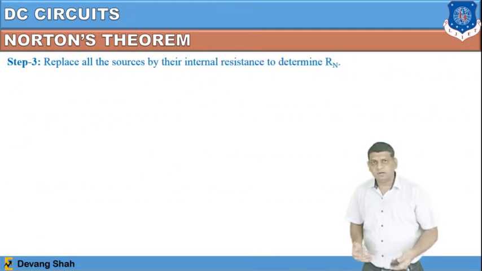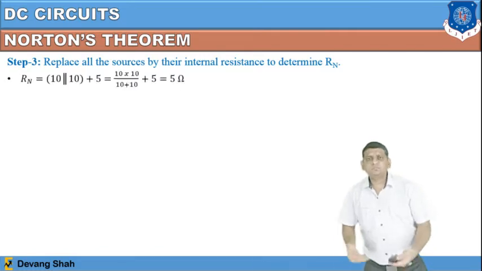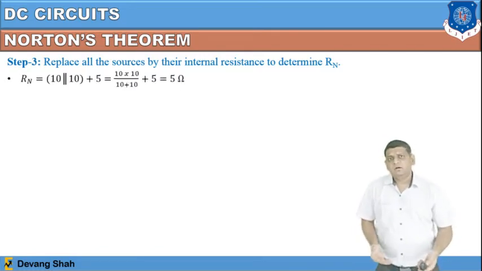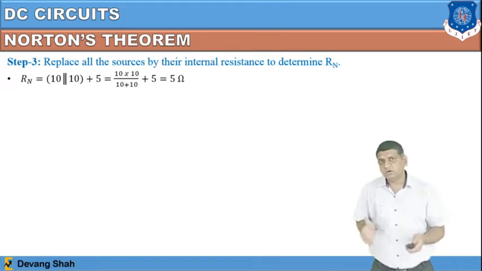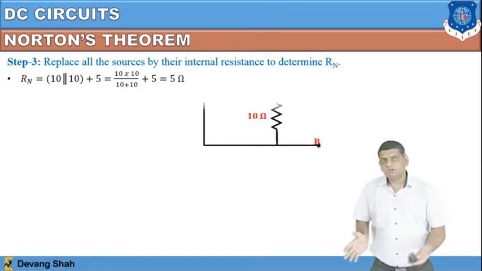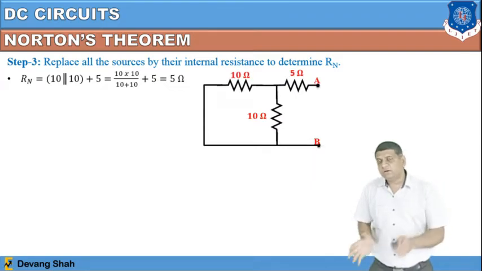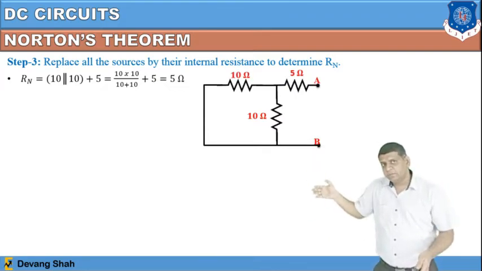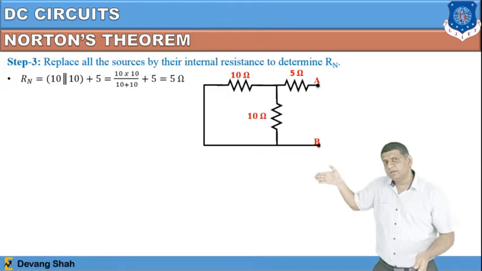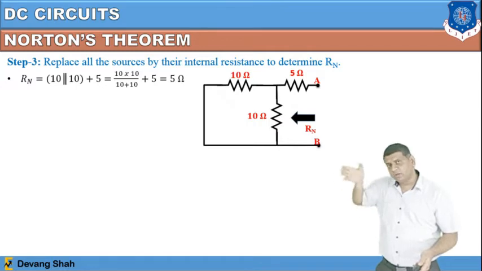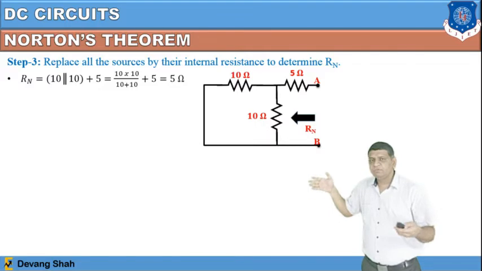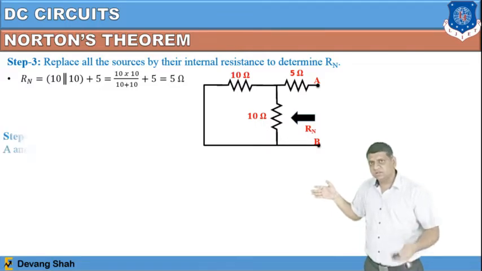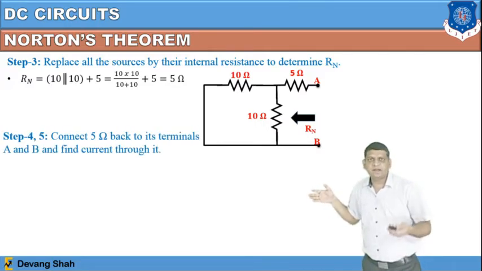My next job is to find the equivalent resistance RN. That RN you can find by making all voltage sources short and all current sources open. So in this particular network, you have to make the 120 volt short, right? Once you make the 120 volt short here, you have to look from terminal A and B, and that's your equivalent resistance RN, right? So from here you can see that 10 ohm and 10 ohm resistance are in parallel with 5 ohm resistance in series. So from that you can find RN, that value is 5 ohm.